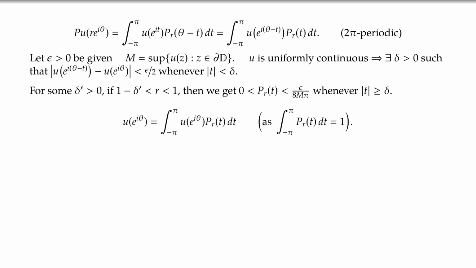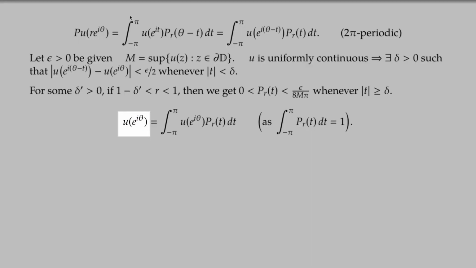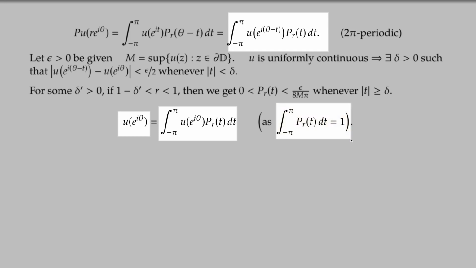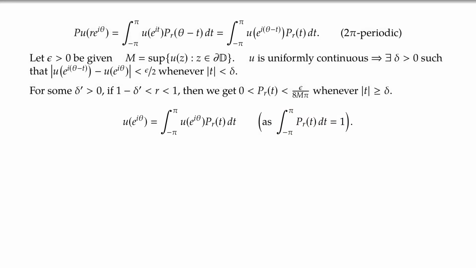So now this is a fairly standard trick of how to get a constant into an integral. I want to get this into an integral that looks like this, but this doesn't have an integral in it, so I write it as an integral, basically because the integral of the Poisson kernel is just 1. So it's just integrating a constant. It looks more complicated than it is.